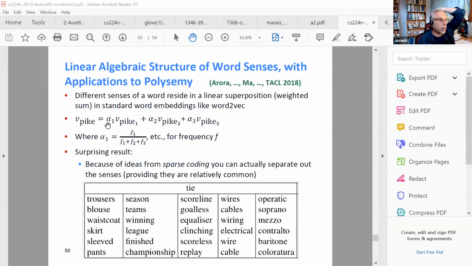Polysemy is the idea that one word can mean many things, and they've had some success in untangling the meanings by adding up some weighted combination of the word vectors for the different meaning clusters, and then coming up with a single word vector. And you might think, well, how can you pull things apart after you've lumped it all together in one vector? But it turns out that if you do it in a smart way, using sparse coding, you can pull it back apart.